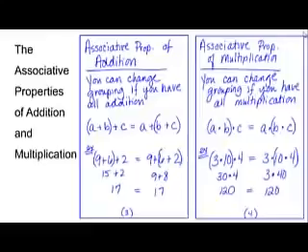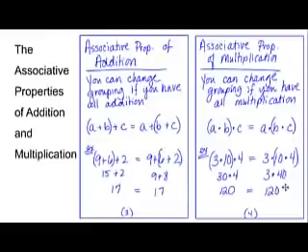Here's page 4. In page 4, we're talking about the associative property of multiplication. This is very similar to the associative property of addition. In this one, you can change grouping if you have all multiplication. In other words, the quantity A times B times C is equal to A times the quantity B times C.